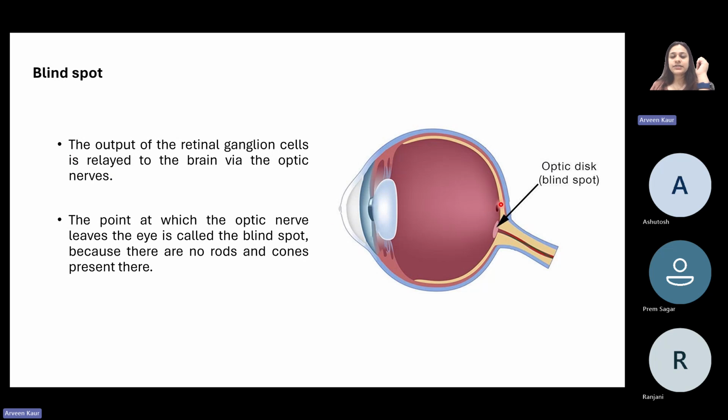There is also a blind spot in the retina, as you may be aware of. The output of the retinal ganglion cells is relayed to brain via the optic nerve. The point at which the optic nerve leaves the eye is called the blind spot because there are no rods or cones in this area, right?